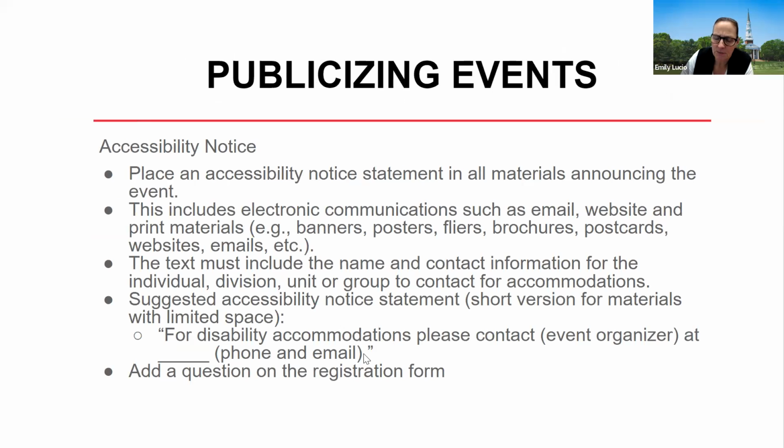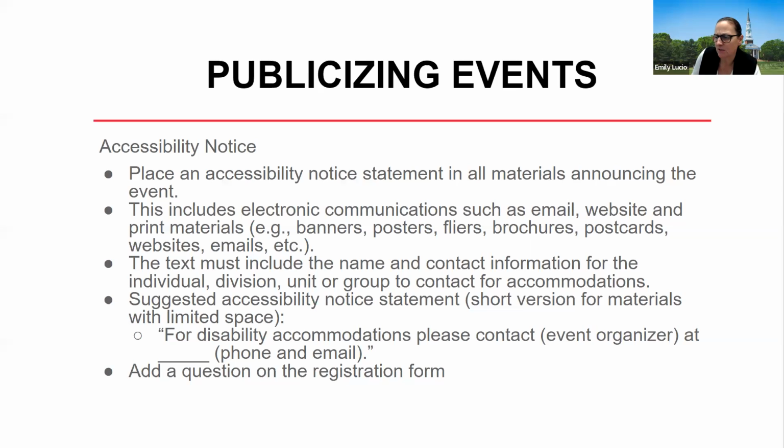So first of all, the most important thing you can do when you publicize an event is always make sure to include an accessibility notice. I like to include them in any materials that are going out about the event, whether it be an email or a poster or a flyer or a cling or any other type of advertisement you have. I always suggest putting some type of notice that says the name and the contact information, that says if you need disability accommodations, here's who to contact.